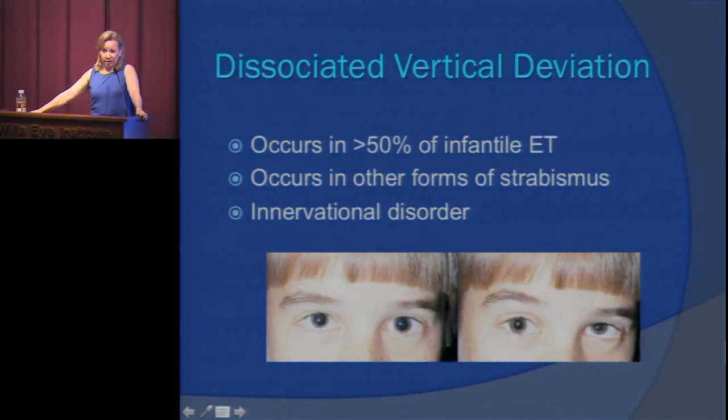Dissociated vertical deviation is another one of those board questions you want to talk about when they talk about congenital esotropia with you. And that, again, is a common board question. These occur in about 50% or more of infantile esotropia, so very common. They also occur in other forms of strabismus, and it's due to an innervational disorder. Again, looking at the picture of a dissociated vertical deviation down below, when the one eye fixates, you don't see that. When the other eye fixates, you see the dissociated vertical deviation.